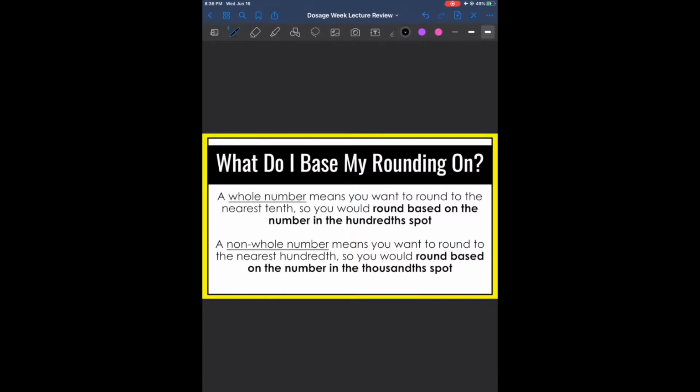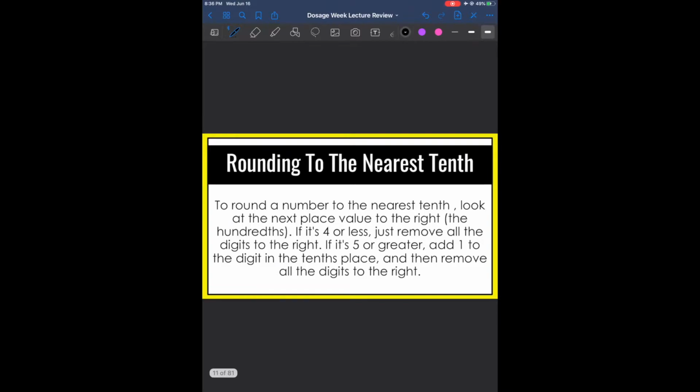So I don't like this slide either. Just don't even look at that. It's confusing. So how do you round to the nearest tenth? When you're rounding to the nearest tenth, which is that first number after the decimal, you want to look at your second number, which is your 100th spot.